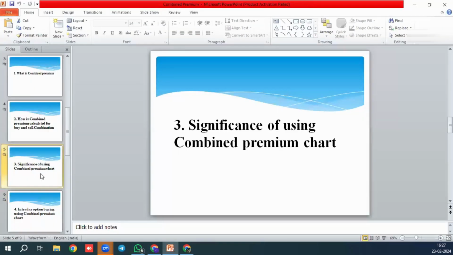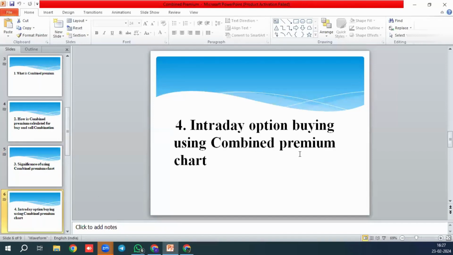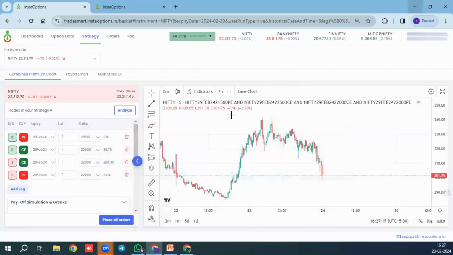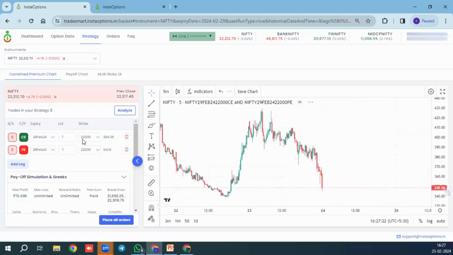So next thing, we'll see how to go for an intraday option buying strategy using this. Okay, now I'm going to remove this too. So today morning, where was the market? It was around 22,200. So I'll select ATM 22,200. Sorry, 22,200.